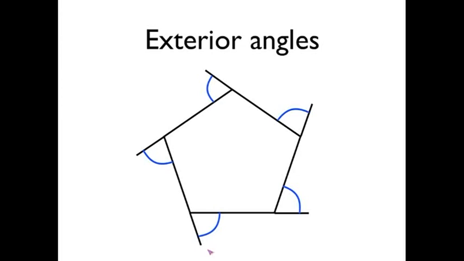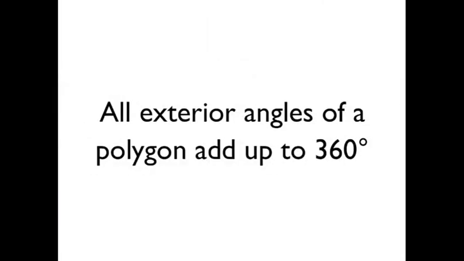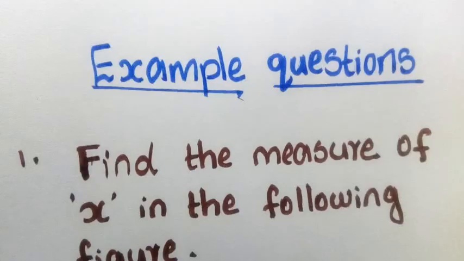The main thing you need to remember about the exterior angles on polygons is all exterior angles of a polygon add up to 360 degrees. Let us discuss some example questions.